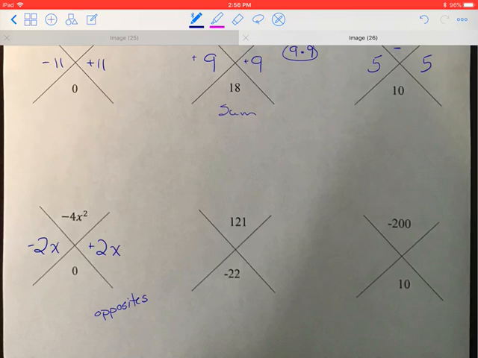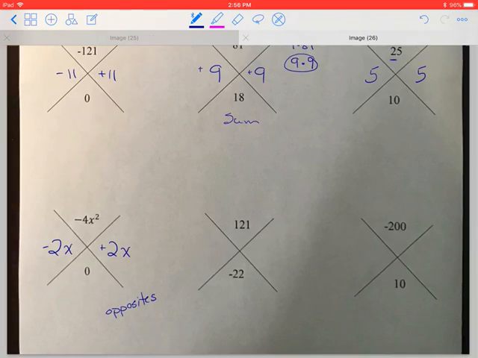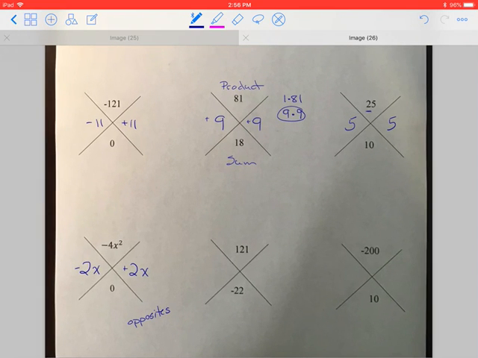The next one we have the 121. Now remember we had the 121 up here, and we already know it's 11 times 11. So if we use the 11s again, we want the sum to be -22, which means they both need to be negative. They'd still give me a sum of -22, still a product of positive 121.